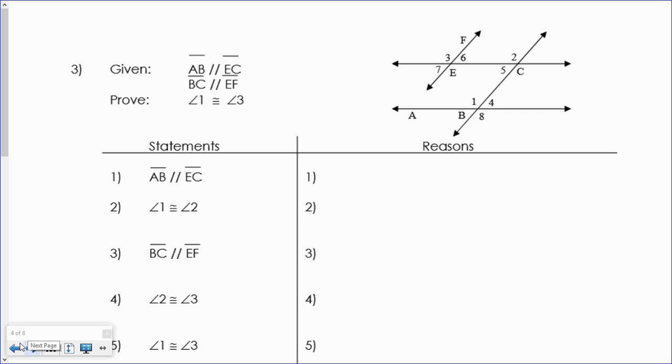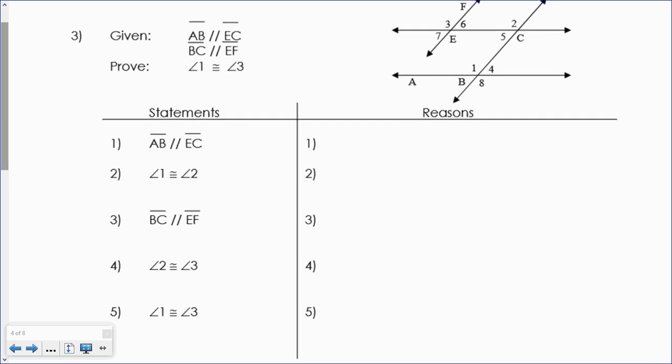All right, so again, I have all of the left side filled out for you guys. You just have to tell me what's going on with the right side. How do I know that that's true? So why can I say that AB is parallel to EC? Because it's given.